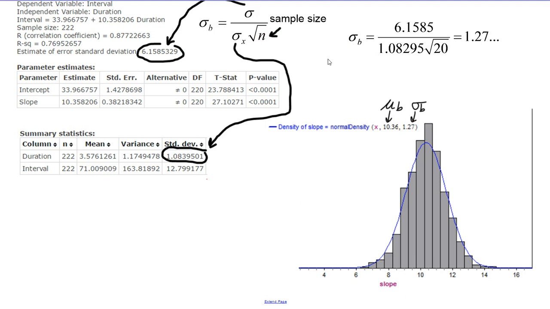So when we do inference, we are going to be dealing with a t model. And we're dealing with a t model once again because we will have an unknown sigma. We'll have to use s. And so when we do inference, we will use the t model, but you can see how the t model is based on a similar shape to the normal model.